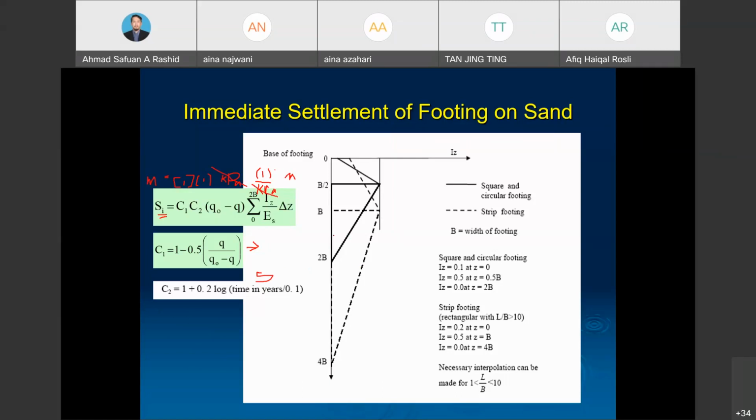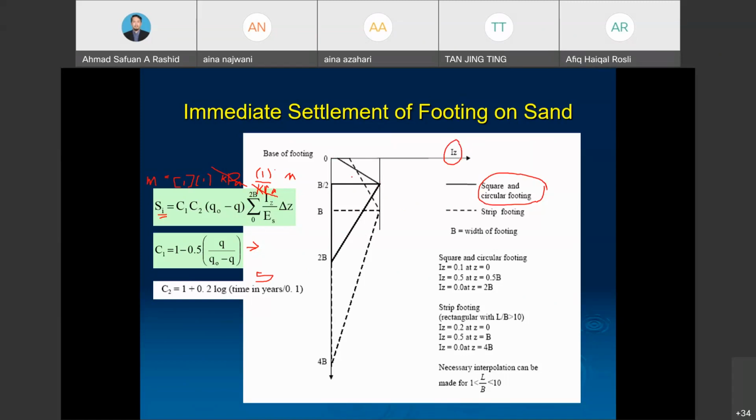Okay, untuk immediate settlement of SEN, okay, kita ada 2 type of footing. Okay. The first one is the square and circular footing. Okay. So we look on this solid line. Dalam this sebagai solid line. Okay, ini adalah solid line yang digunakan untuk tentukan nilai IZ. Okay, this IZ is the coefficient only, influence factor. Okay, to be put on these equations, which is the value.